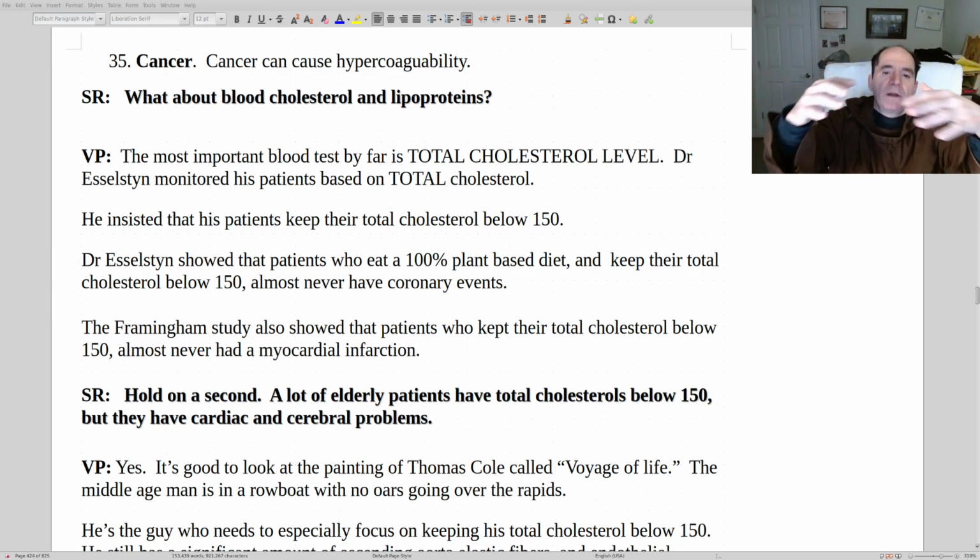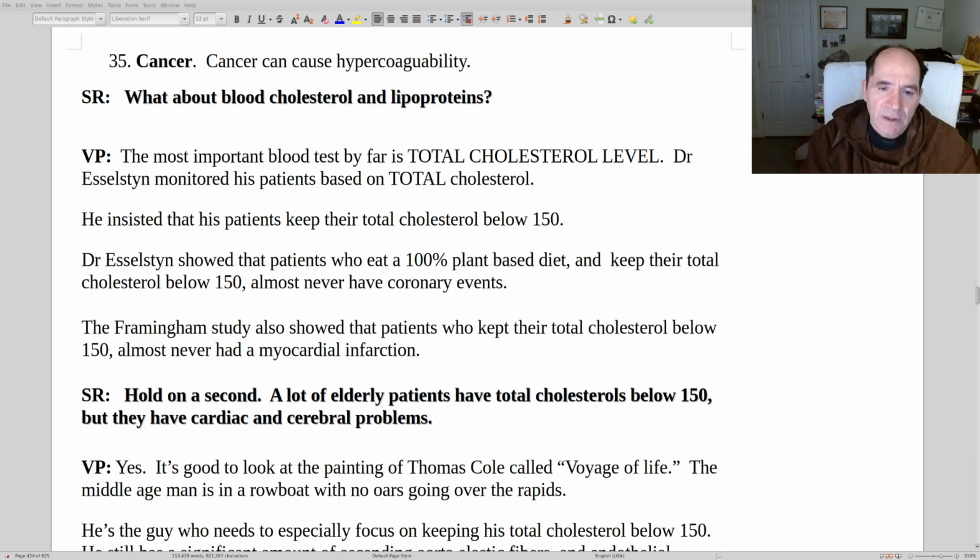The Framingham study, the Esselstyn study, they all recommend keeping total cholesterol below 150. People who traditionally have kept it below that almost never have coronary events. You'll sometimes see older people nowadays who will have total cholesterol below 150 having cardiac problems, but a lot of them have had a lot of previous arterial injury from hypertension. They're on statins and they're a little more complicated for all those reasons, or they've got cancer.